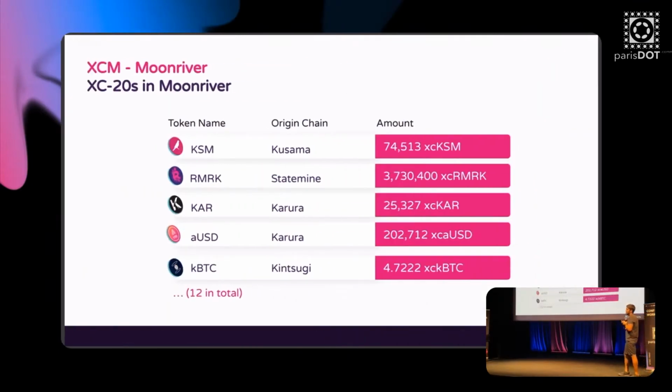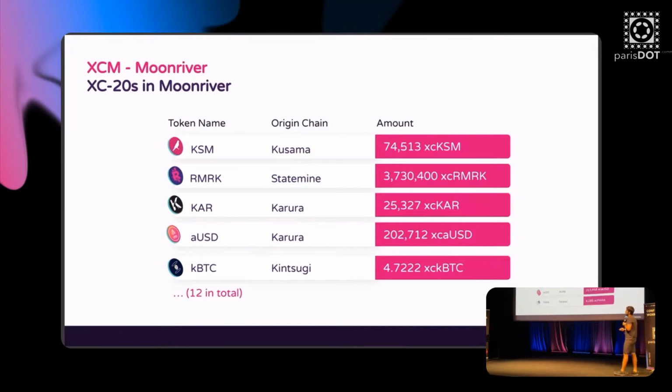So this is a little bit of a summary of the XC20s that we have right now. This is Moonriver. You can see that we have roughly 75,000 XC KSMs. The one that is really cool to see is Remark, which we have 3.7 million XC Remarks on Moonriver. And then we have a bunch more that I did not have space to add here.